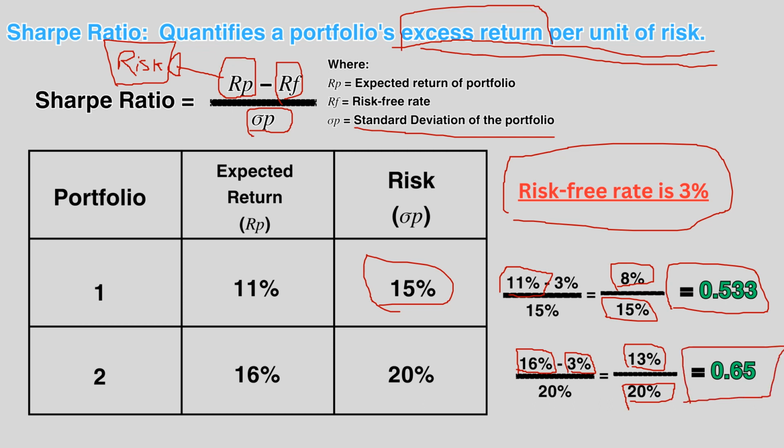So now we compare these two portfolios and we see that the Sharpe ratio is higher in portfolio 2. Therefore, we can conclude that portfolio 2 is a better investment than portfolio 1 because we are being rewarded with more excess return per unit of risk.